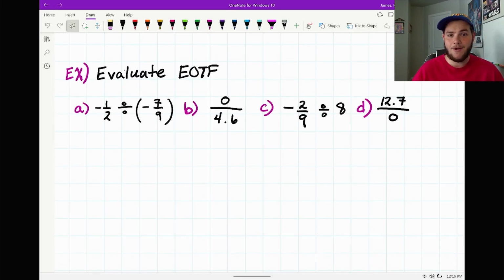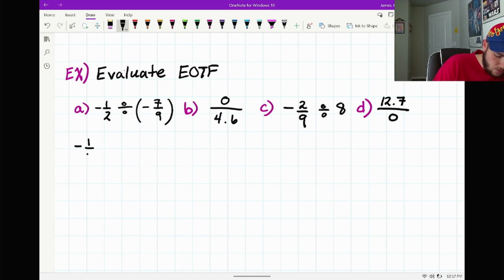Last but not least, I would like to remind you all of how to divide fractions, or taking division as a special case here, because sometimes it can get complicated. Like in part A, I've got negative 1/2 divided by negative 7/9. Remember, to divide by a fraction, we multiply by its reciprocal. That is, we write negative 1/2, we change our division to multiplication, and we flip the right-hand side over.